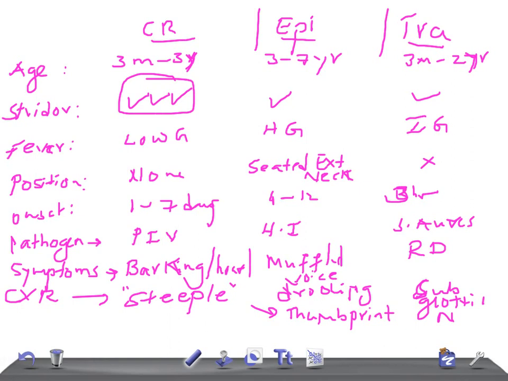Now let's see the response to racemic epinephrine. How do they respond to racemic epinephrine? In croup it improves, whereas epiglottitis doesn't show any improvement on racemic epinephrine, and even tracheitis doesn't show any improvement. So these are the most important points that will help you to differentiate whether it's croup, epiglottitis or tracheitis.